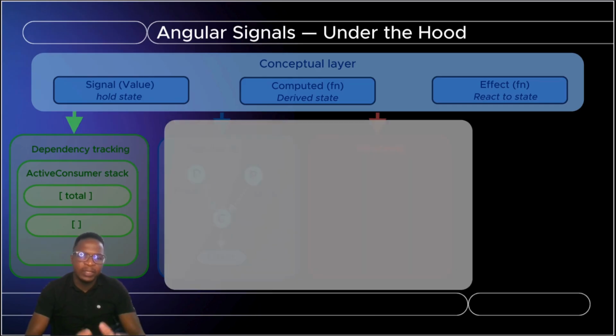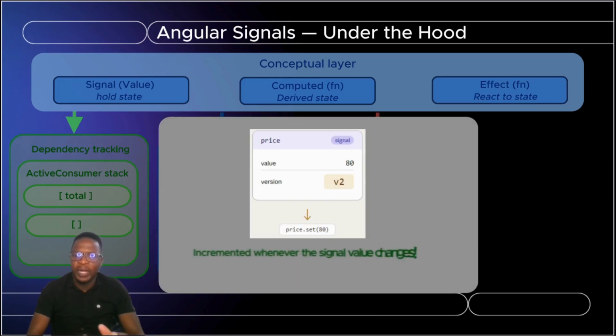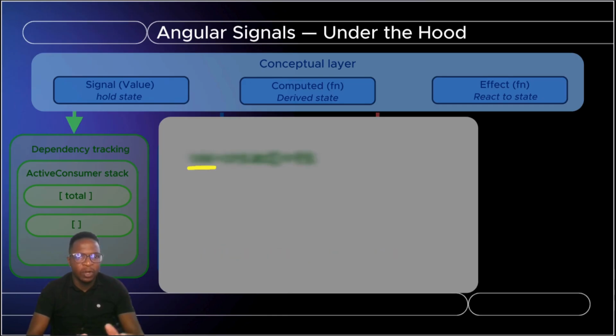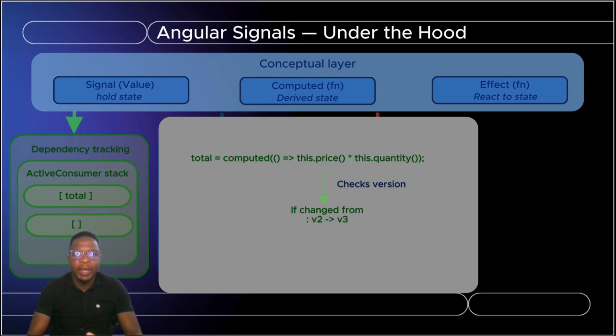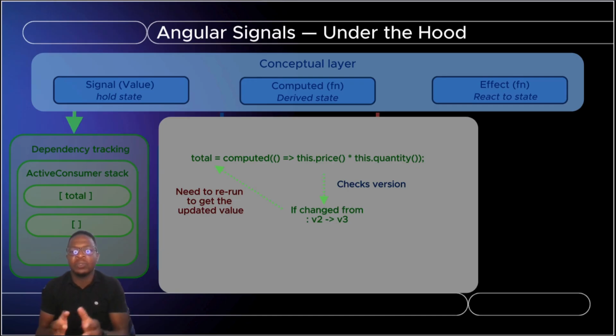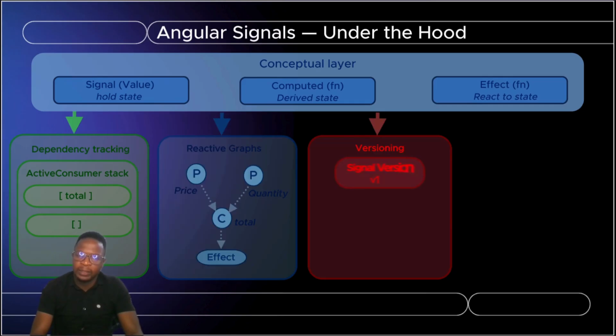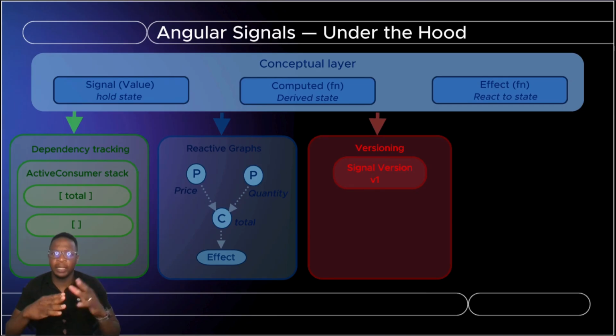Each signal has a version number that is incremented whenever the signal's value changes. When a computed signal or an effect accesses the signal value, it checks the version number of that signal. If the version number has changed since the last time it was accessed, the computed signal or the effect knows that it needs to rerun to get the updated value. This helps to ensure that reactive computations are always working with the most up-to-date data and can react to changes in their dependencies correctly. Now, let us look at stale versus clean in signal versioning.